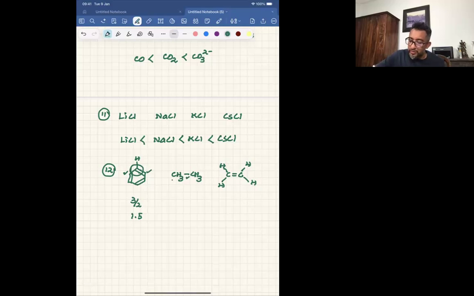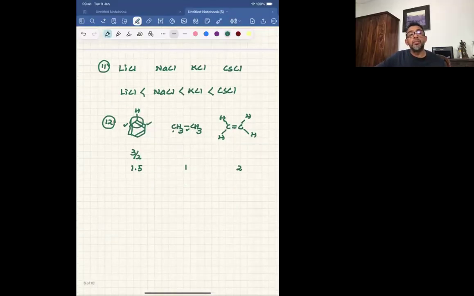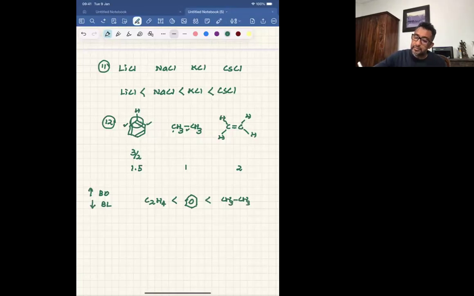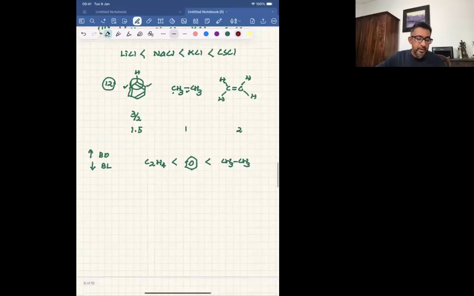One bond. So now if you consider this as the central atom, and there's only one atom, 1 divided by 1 is 1. Here you have 2 atoms, 2 bonds, right? 2. So higher the bond order, lower the bond length. So C2H4 is the shortest. Then comes benzene. And then comes CH3, CH3. I hope you got that. Right. Okay.